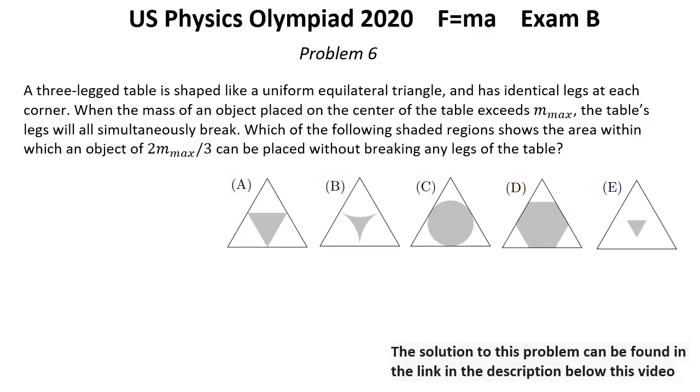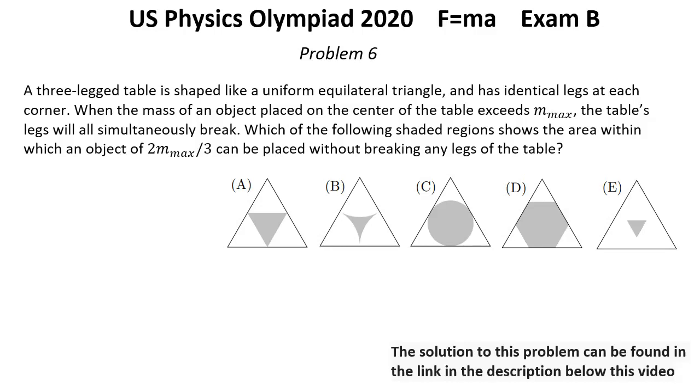Solution for problem number 6. Due to symmetry, the maximum mass which could be held by one leg is m maximum over 3. It means that if we put this mass 2m maximum over 3 in some point of the triangle table, each force on each leg could not exceed m max over 3.